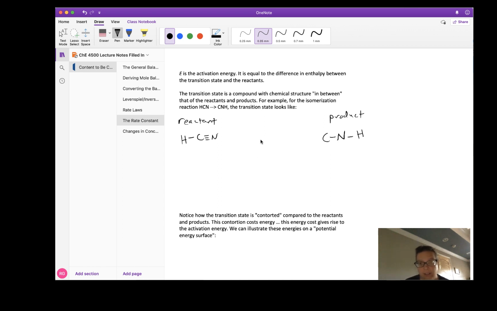And the transition state looks something like this. So I have my C, I have my N, and this hydrogen here needs to transfer from being bonded to this carbon to being bonded to this nitrogen. And it's not just going to disappear and then reappear. This structure has to contort itself somehow so that the breaking of the HC bond and the forming of the NH bond is possible. So what do you suppose that structure looks like? How should I draw this hydrogen onto this structure? Where should I put it?